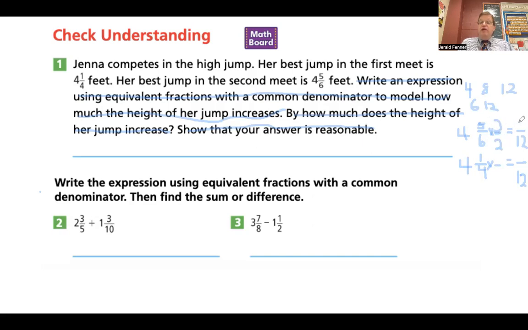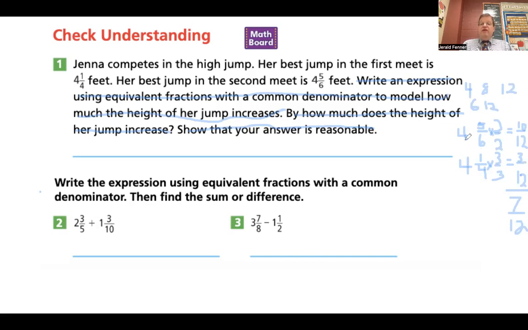5 times 2 is 10. 4 times what gives me 12? That would be 3. 3 times 1 is 3. 10 twelfths minus 3 twelfths equals 7 twelfths. So our problem with common denominators would be 4 10/12 minus 4 3/12 equals 7/12. There's our answer. The height increased by 7 twelfths.